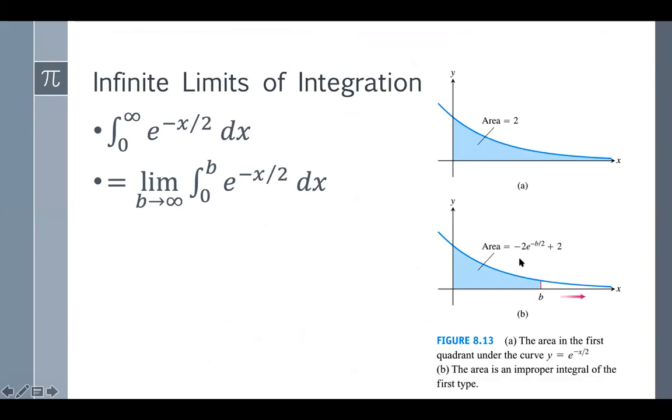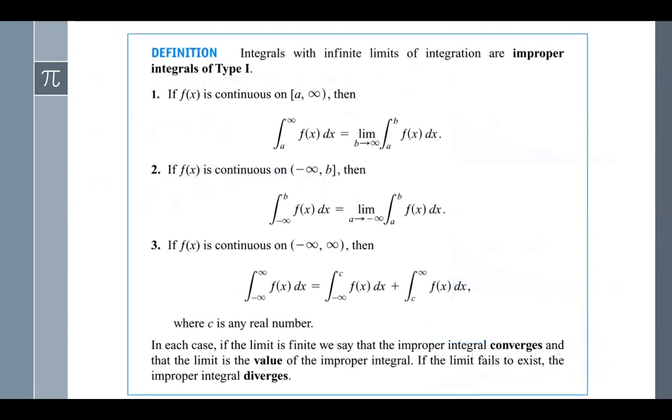So the area of the bounded curve is negative 2e to the negative b over 2 plus 2. As you let b increase without bound, that area converges, that's the terminology we're going to be using for that, to 2. All right, so that region with an infinitely long base has a finite area equal to 2. So that's kind of something to wrap your brain around.